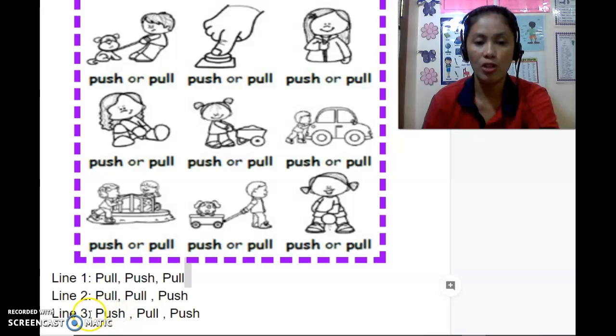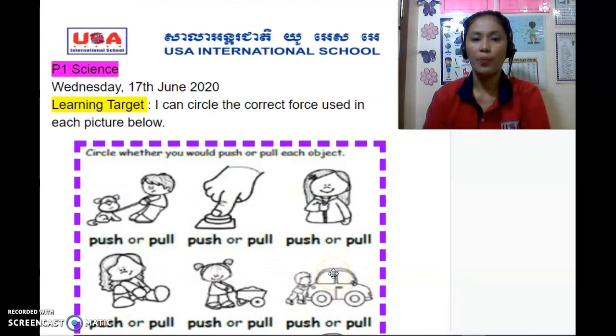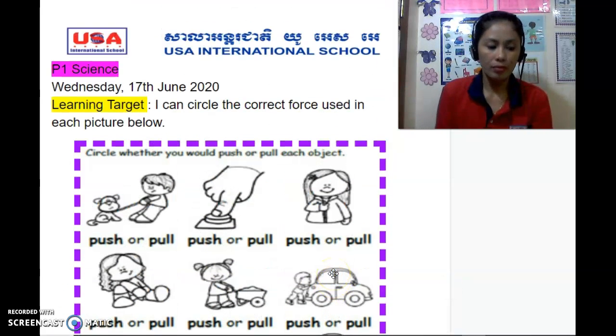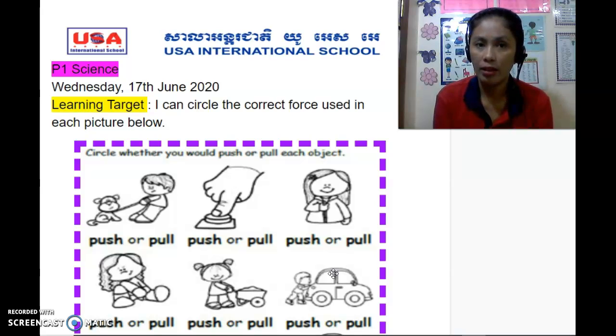And line 3, we have, this one is push, right? So line 3, first picture, push. Second picture is pull. Very good. Pull. And the last picture for line 3, we have push, push. All right, so again, if your answers were not correct, you can always correct yourself.